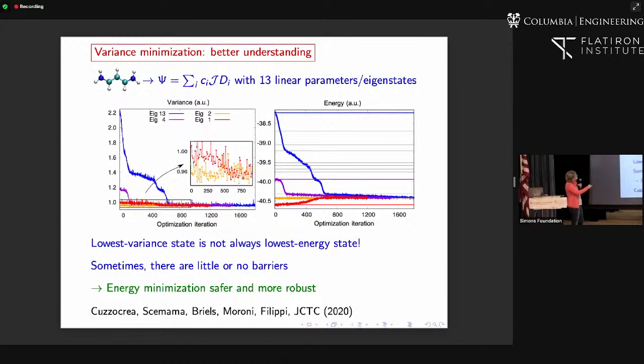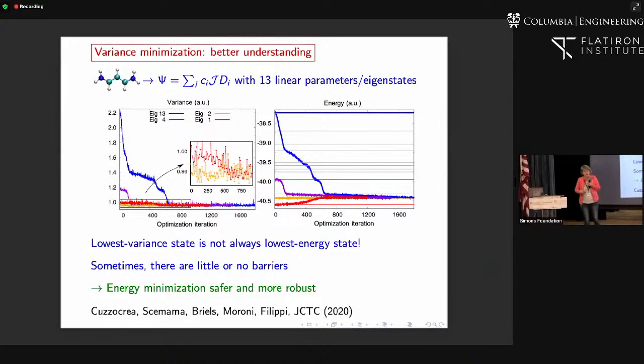And we can see also the energy goes through all the energy eigenstates. There are some plateaus, sometimes it takes longer. But essentially what is going on is that it goes to the second stage. And the reason is that the lowest variance state is not always the lowest energy state.